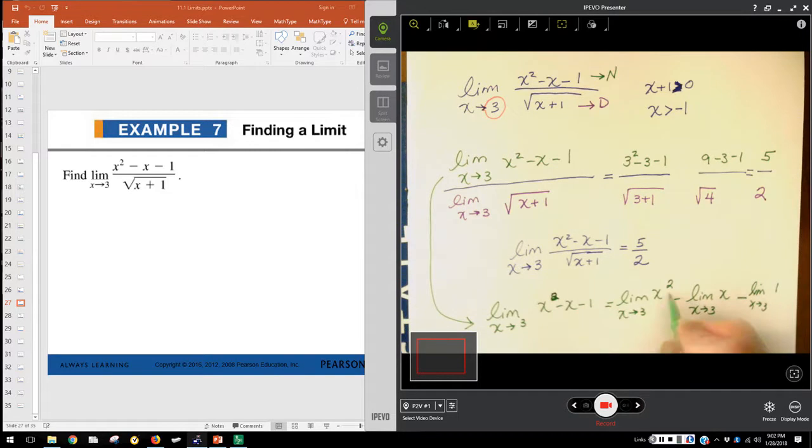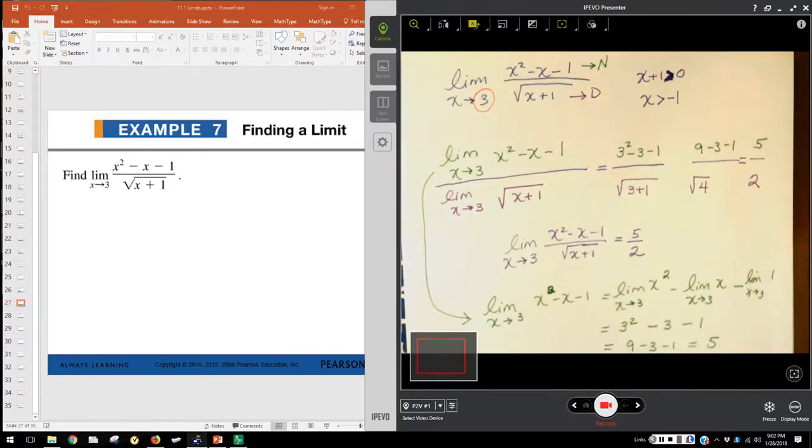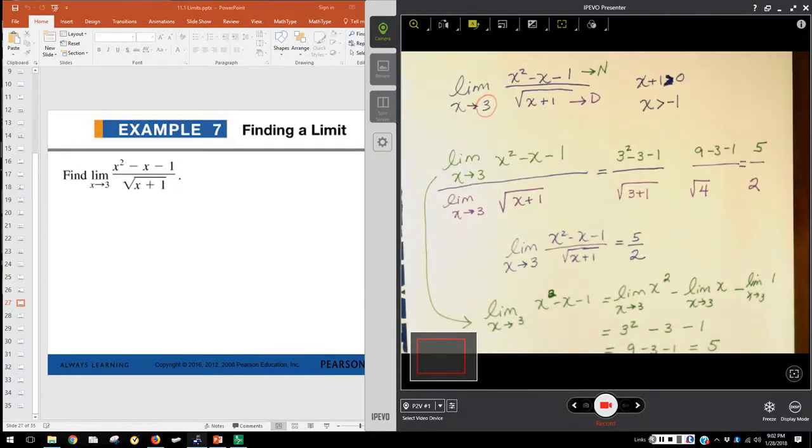This limit is going to be 3 squared. The second limit is going to be 3, and the third limit is going to be 1, because regardless of what x is, that last term is a constant. And that's how we actually came up with 9 minus 3 minus 1, which gave us the positive 5. So these rules are intuitive, I think is the best word for that. It just makes sense if you need to take limits, that you could break it up and take the limit of each term.